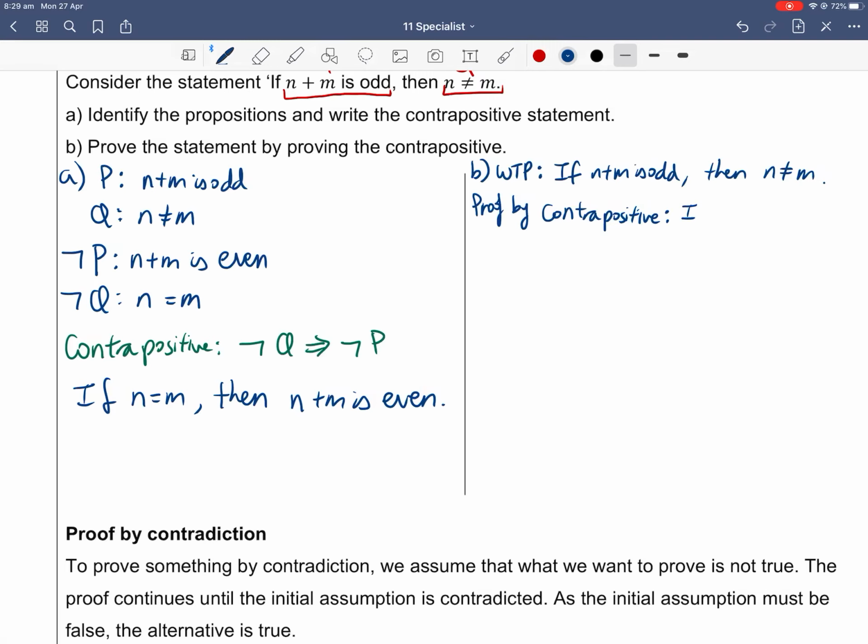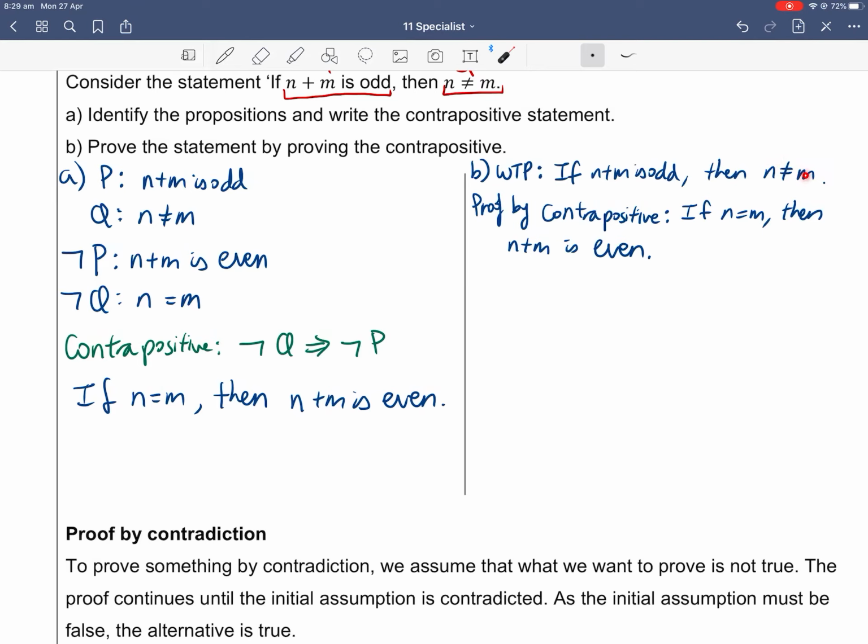So we're told to prove by contrapositive. We want to show the contrapositive statement, which is: if n equals m, then n plus m is even. So this first line is essentially to write down our goal.